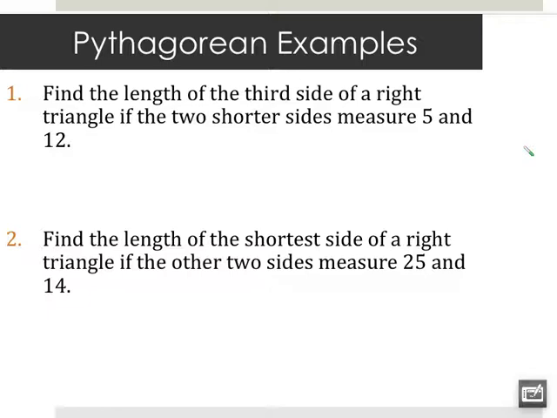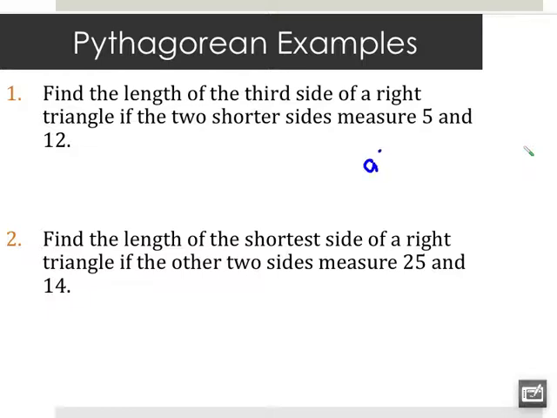Okay, tell me your name. Jack. Jack, what do we got? Well, hold on, let me ask you a couple questions before we dive into this. Am I looking for one of the legs or for the hypotenuse? One of the legs. So then either the 14 or the 25 has to be the hypotenuse. Which one? 25. Because it's the longer one. Okay, so what equation did you set up?